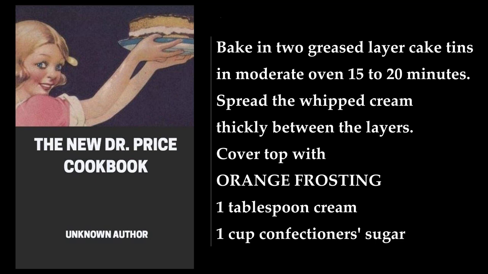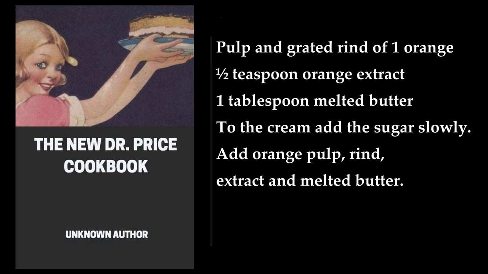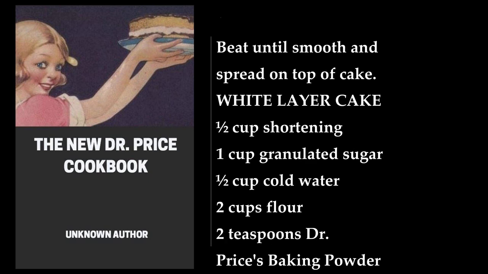Cover top with orange frosting: 1 tablespoon cream, 1 cup confectioner's sugar, pulp and grated rind of 1 orange, 1/2 teaspoon orange extract, 1 tablespoon melted butter. To the cream, add the sugar slowly. Add orange pulp, rind, extract, and melted butter. Beat until smooth and spread on top of cake.